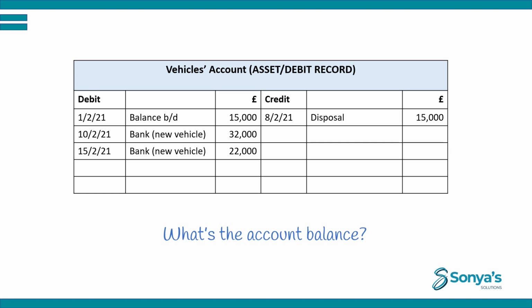Let's read this account before we look at how to balance it. The opening balance tells us that the business's vehicles cost £15,000. On the 8th of February, the business sells the vehicle and it's removed from the account. 2 new vehicles are purchased on the 10th and the 15th of February. What's the balance on this account? Pause the video and give this some careful thought before you move on.